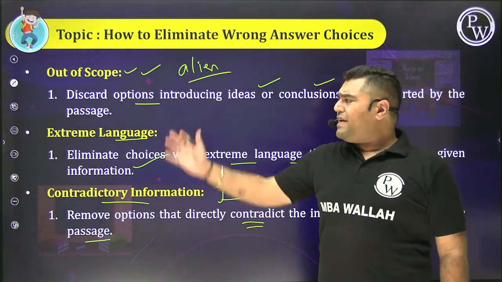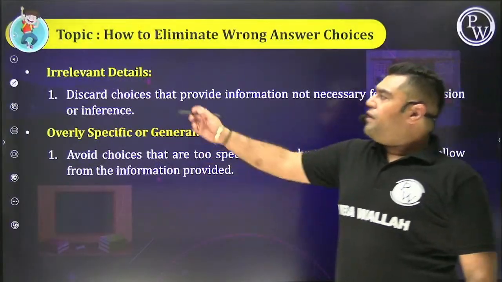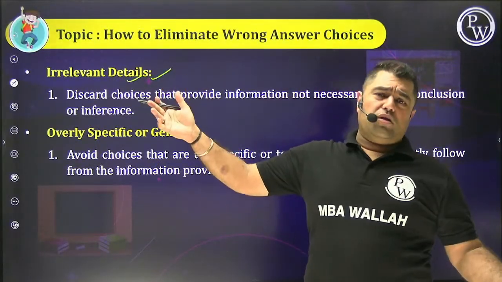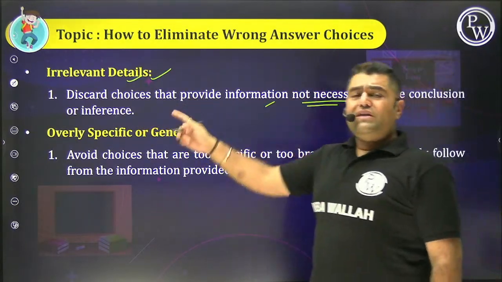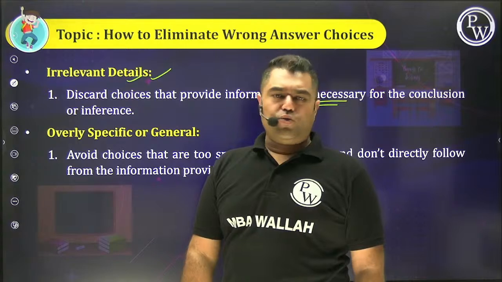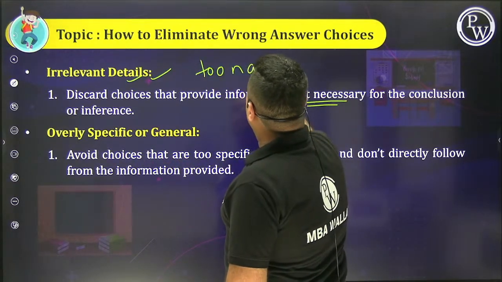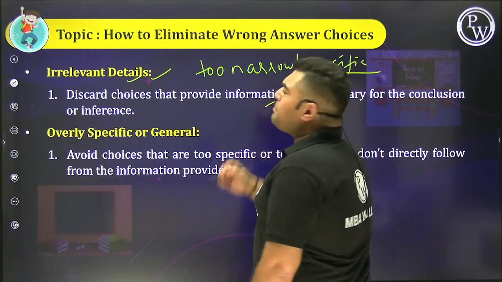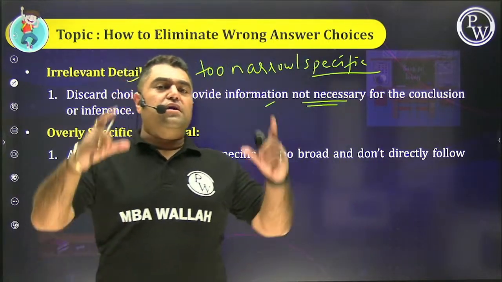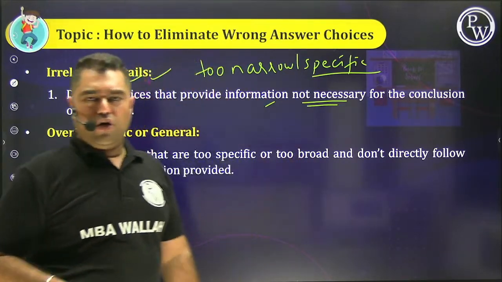Let this be a ready-made checklist for you to refer back to when you're solving. Irrelevant options we will not bother with. Discard choices that provide information that is not necessary. What is the problem with irrelevant? A lot of students ask. Irrelevant could be too narrow, too specific, highlighting a part that we really don't care about. It's not the logical deduction or outcome, so it is not to be considered.